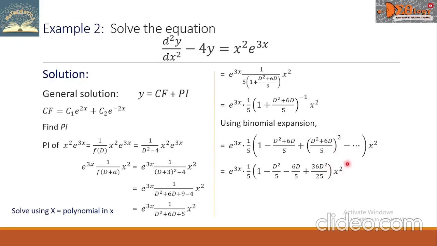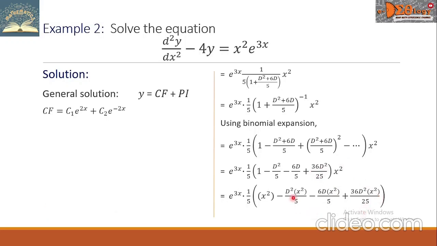And the next step is this x squared we will multiply to each of the terms of the grouping symbol. So we have x squared minus the D squared multiplied by x squared minus 6D times x squared. We write here, of course, we have the denominators 5 and 5 respectively. Plus 36 D squared times x squared all over 25. At this point, we're going to simplify this D squared of x squared. It means we will take the second derivative of x squared.